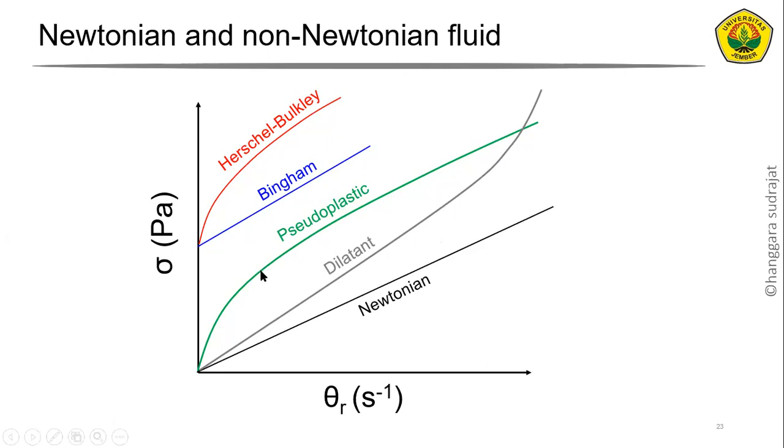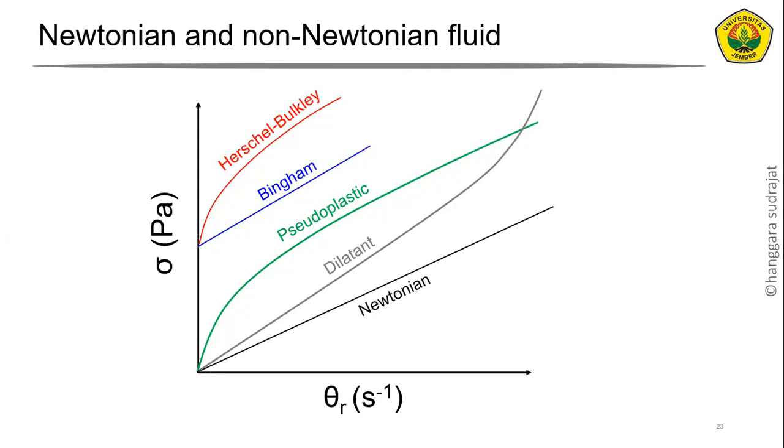Viscosity is different when we take this line compared to, for instance, this line compared to this line. So it means that the viscosity is different at different points on the line. The opposite of pseudoplastic is dilatant. Dilatant flow behavior is not common for food. Actually, we don't have many examples.